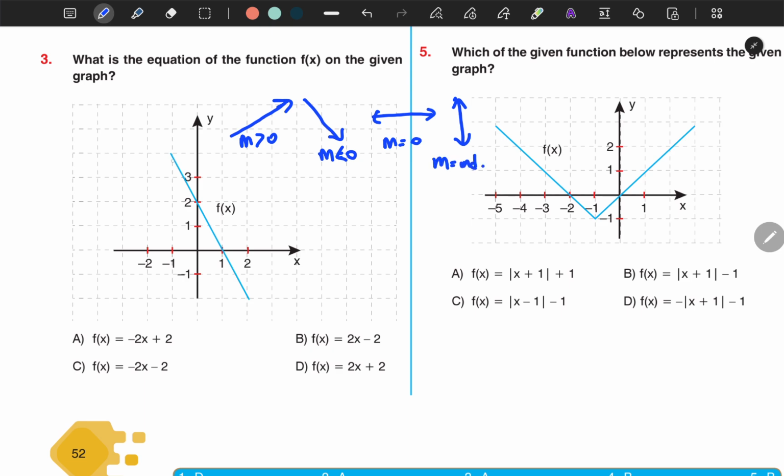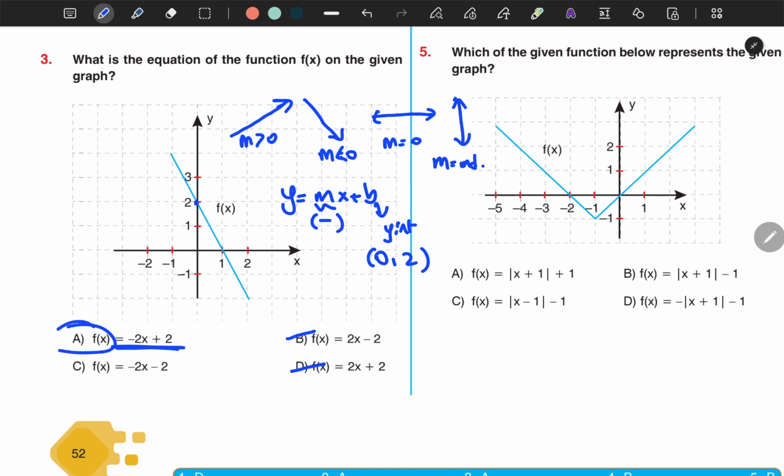Okay, when you look at here, the line goes down. It means my slope, based on the equation mx plus b, the front of the x should be a negative sign, isn't it? So b and d are automatically eliminated. What should I do? I have to look at the point. y is equal to mx plus b, and b always means the y-intercept. Here, what is my y-intercept? X is 0, y is 2. Which one has a plus 2? You see, this is my answer.